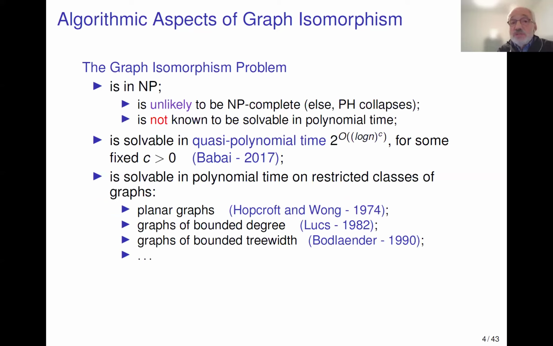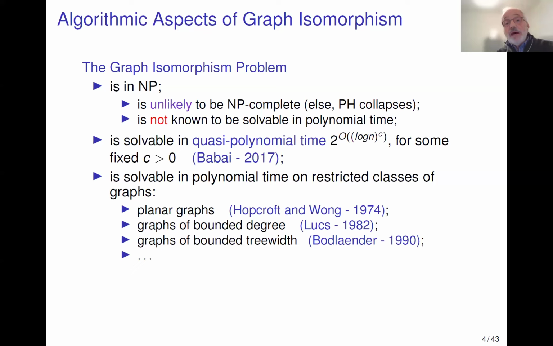On the face of its definition, the graph isomorphism problem is in NP because you can guess the bijection and verify that it is an isomorphism. It is not known, however, to be solvable in polynomial time. And there is a resulting structural complexity theory that suggests it is unlikely to be NP-complete, because if it were NP-complete, then the polynomial hierarchy would collapse. Since we believe that the polynomial hierarchy does not collapse, this makes it unlikely to be NP-complete. This is a conditional result.